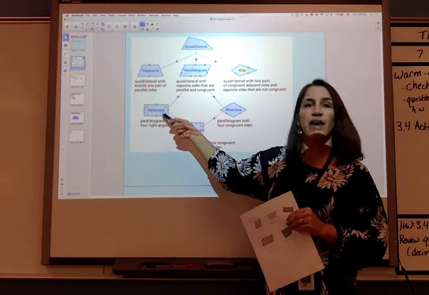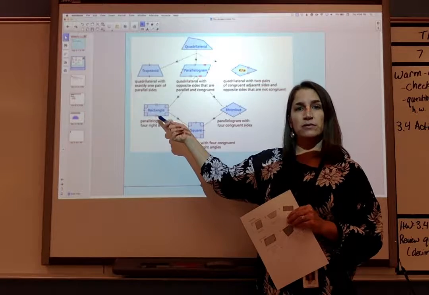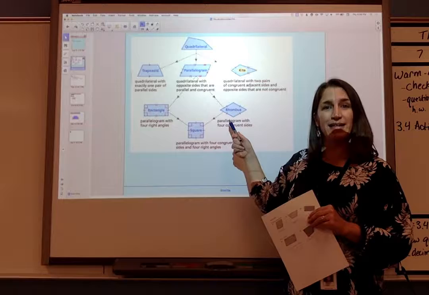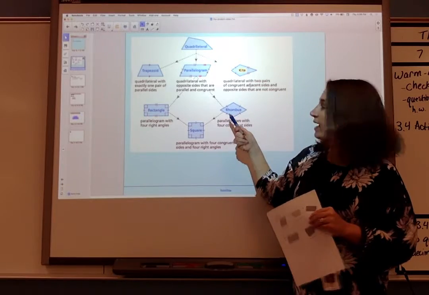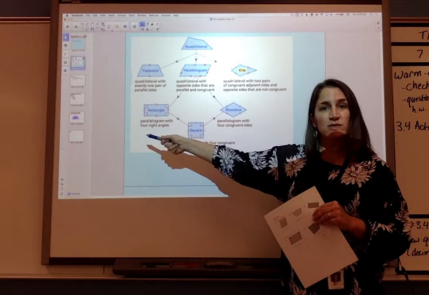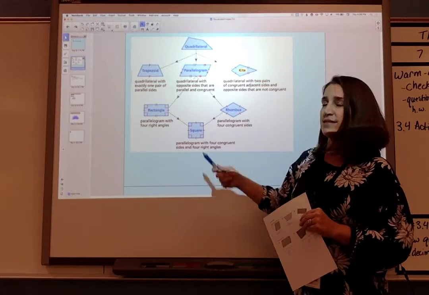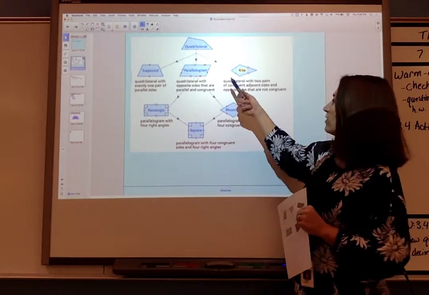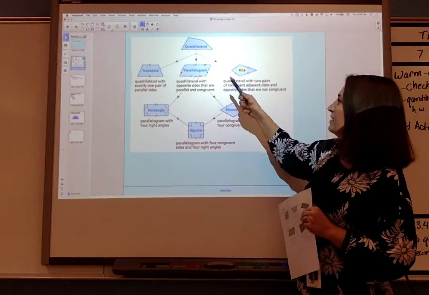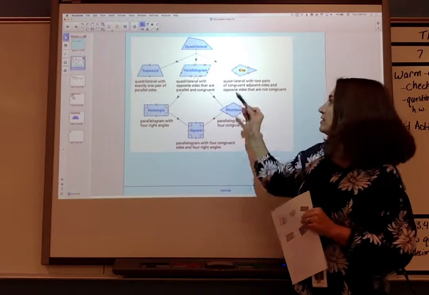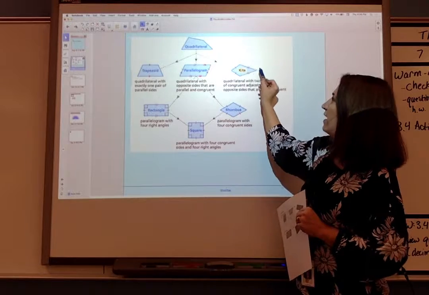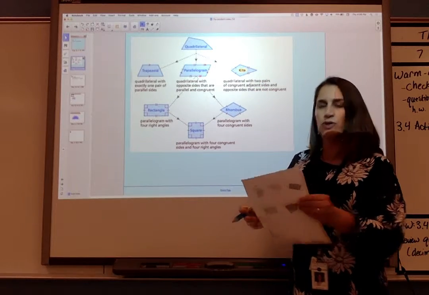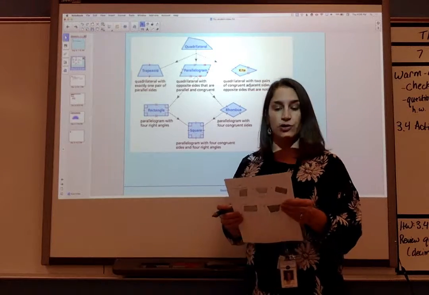If that parallelogram has right angles, it's a rectangle. If that parallelogram has congruent sides, it's a rhombus. And if that parallelogram both has right angles and congruent sides, it's a square. And then one other special kind of quadrilateral is a kite that has adjacent sides that are congruent. So these two sides are the same and these two sides are the same, and you can see it looks like a kite. All right, so you should know all of those terms.